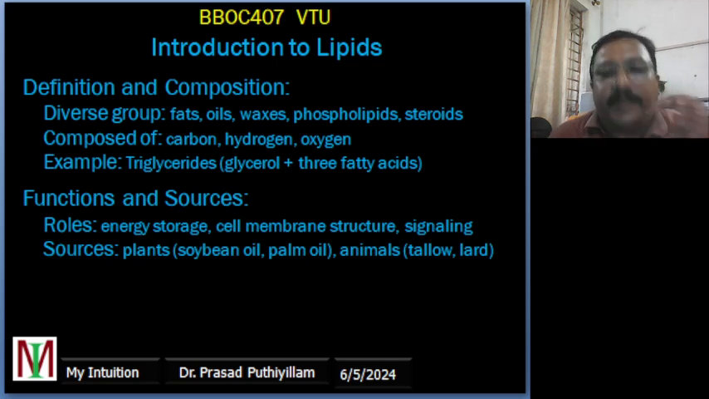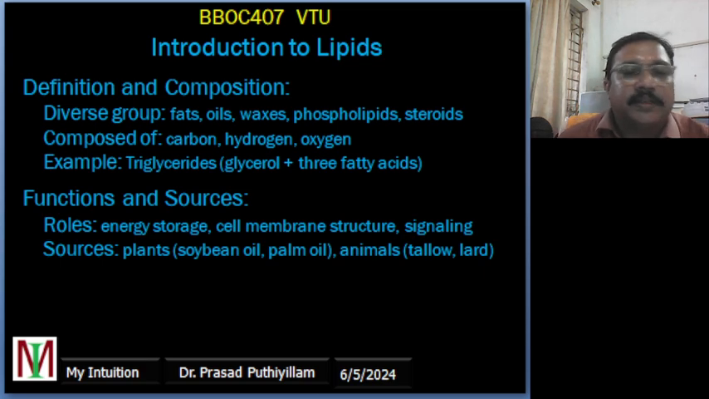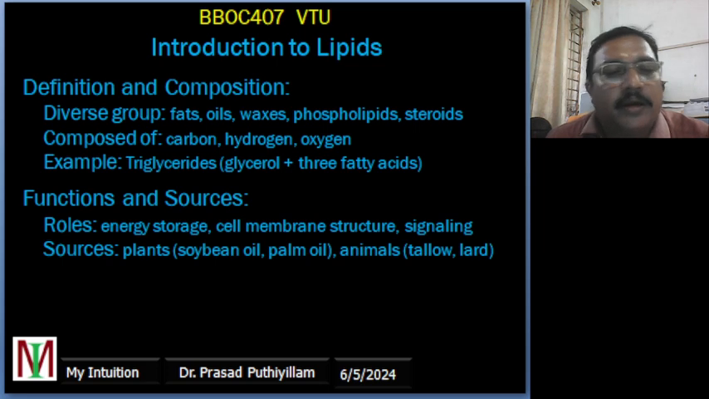Lipids are found in various sources like plants and animals. Plant oils such as soybean oil or palm oil, as well as animal fats like tallow and lard, are common lipid sources used in industrial applications.